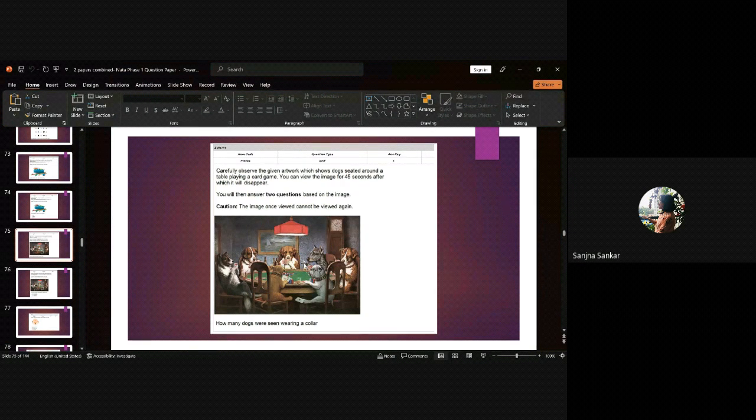The first question: how many dogs were seen wearing a collar? So the correct answer is 5. So we see 1, 2, 3, 4, and 5.